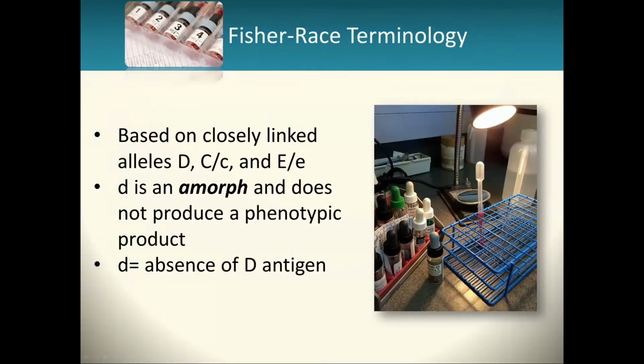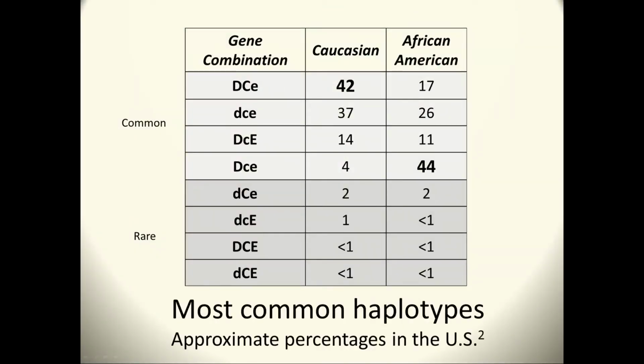While we know now that the Fisher-Rhees terminology isn't entirely correct, we still use it frequently in the blood bank, and so it's important to know. The Rhd and Rhce gene loci are so close together on chromosome 1 that they are inherited together on a haplotype. And remember that a haplotype is 1/2 of a gene. One is inherited from mother and one from father.